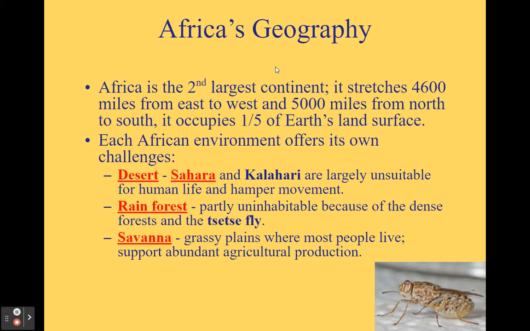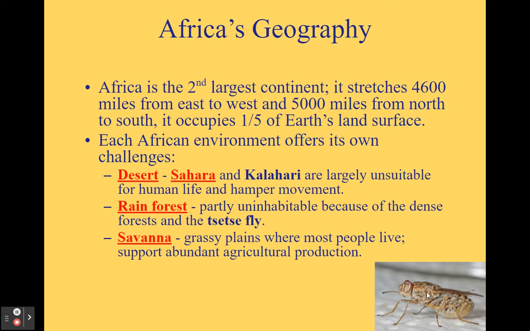Now, for rainforest, it's partly uninhabitable because of the dense forest and the tsetse fly, which is a picture down here, that can actually kill people. So you can't really stay in the rainforest that much. Some people in some areas are able to, but some areas you just can't.